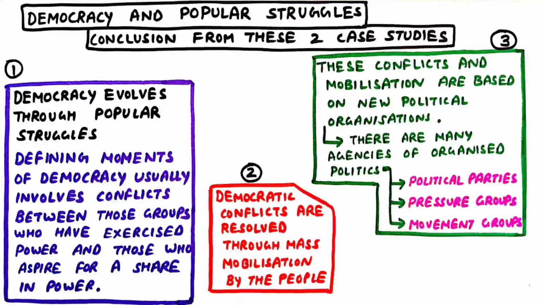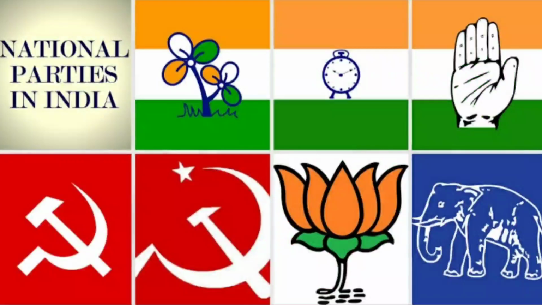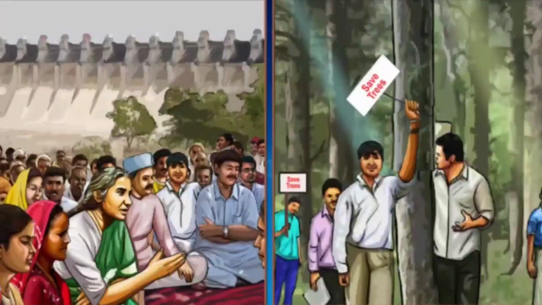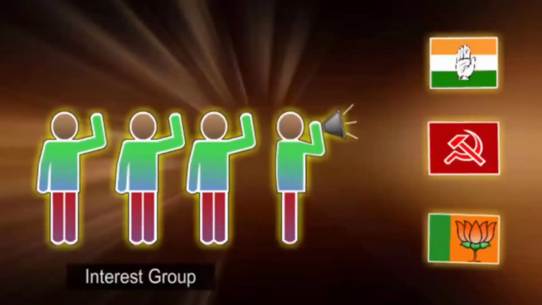Third, these conflicts and mobilizations are based on new political organizations. There are many agencies of organized politics such as political parties, pressure groups and movement groups. We shall read about all these pressure groups and movement groups in the second video of this chapter.